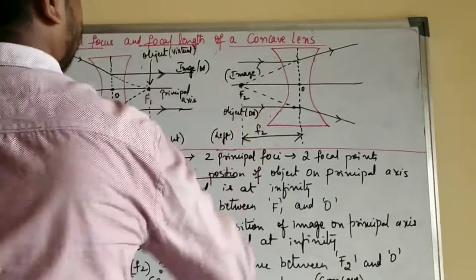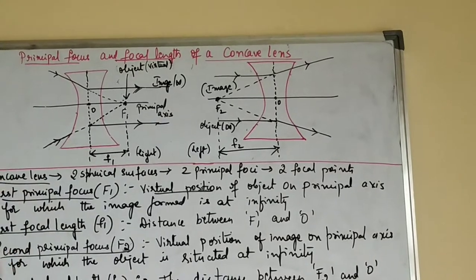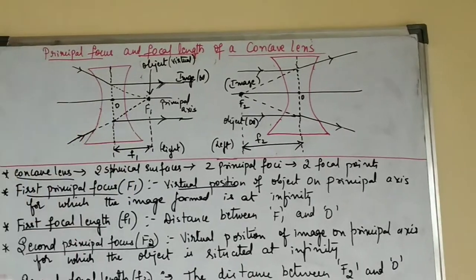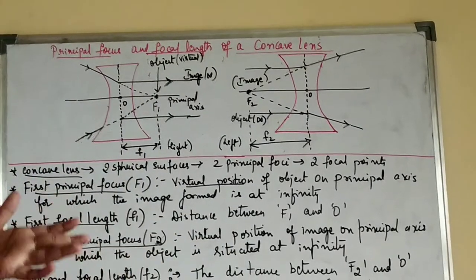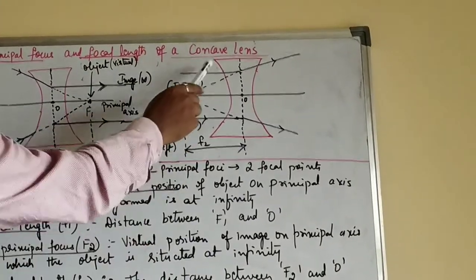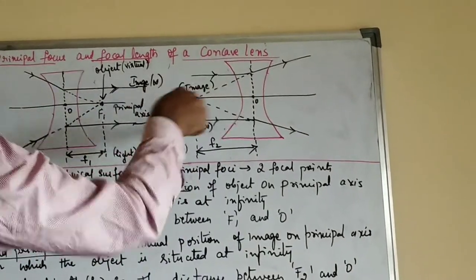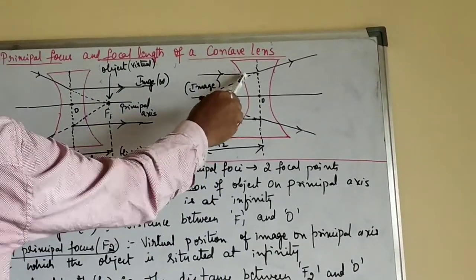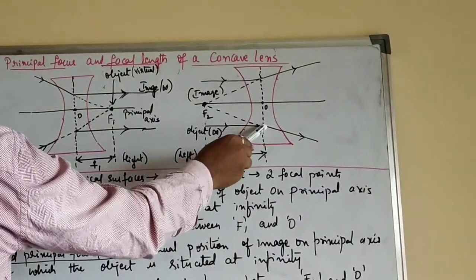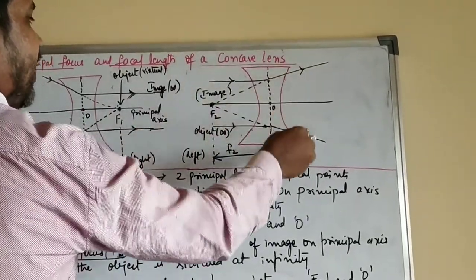Now, coming to the second. Because the concave lens also has two surfaces, and we have finished one surface, that's why we got the first principal focus and first focal length. For the other surface, you have to find the second principal focus and second focal length. Now, you can see here, the ray of light is coming parallel to the principal axis from a far distance. It falls on the interface, that is the aperture, and the refracted rays, you can see, are diverged.